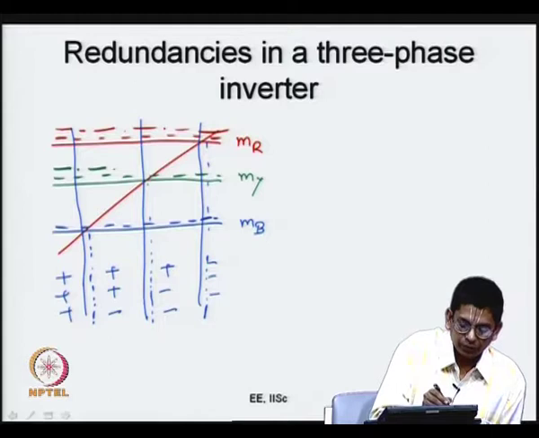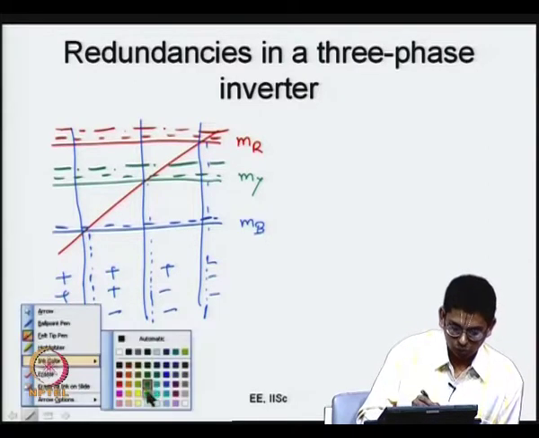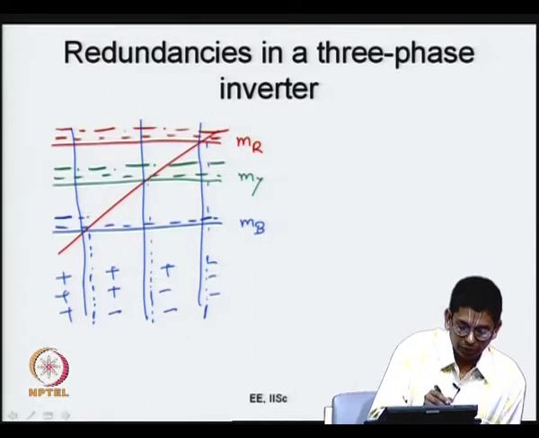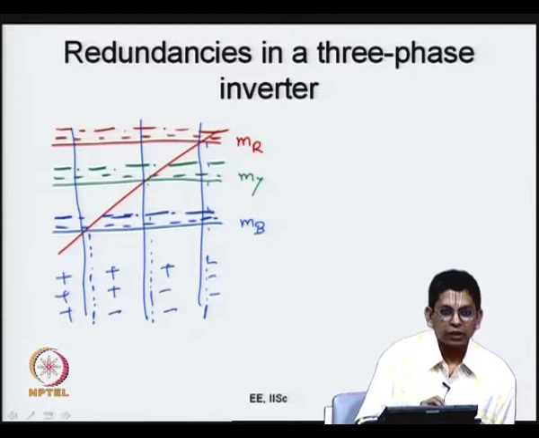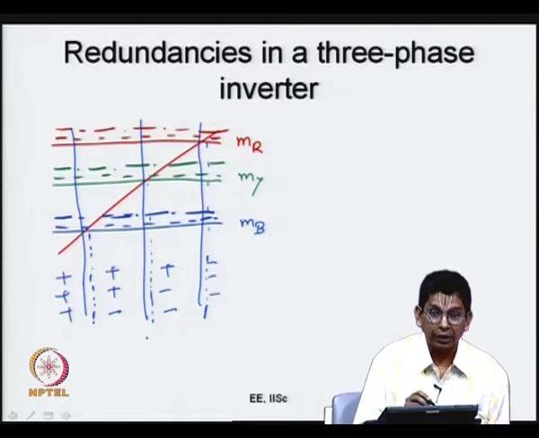If I add further, the green will also go up like this, and what will happen to the blue? This will also go up like this. So, all the 3 have gone up. Now MR has gone and hit the peak of the triangle, therefore, there is no intersection, it does not compare. MR is always high, R phase top device is always high. So, R phase is clamped. Where is it clamped? It is clamped to the positive DC bus, and therefore, you call it bus clamping.